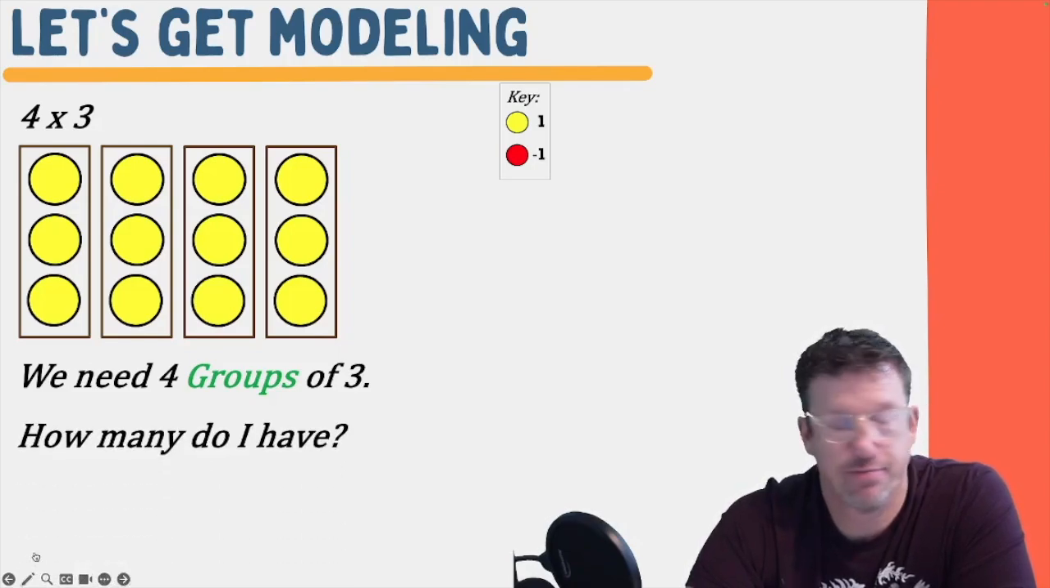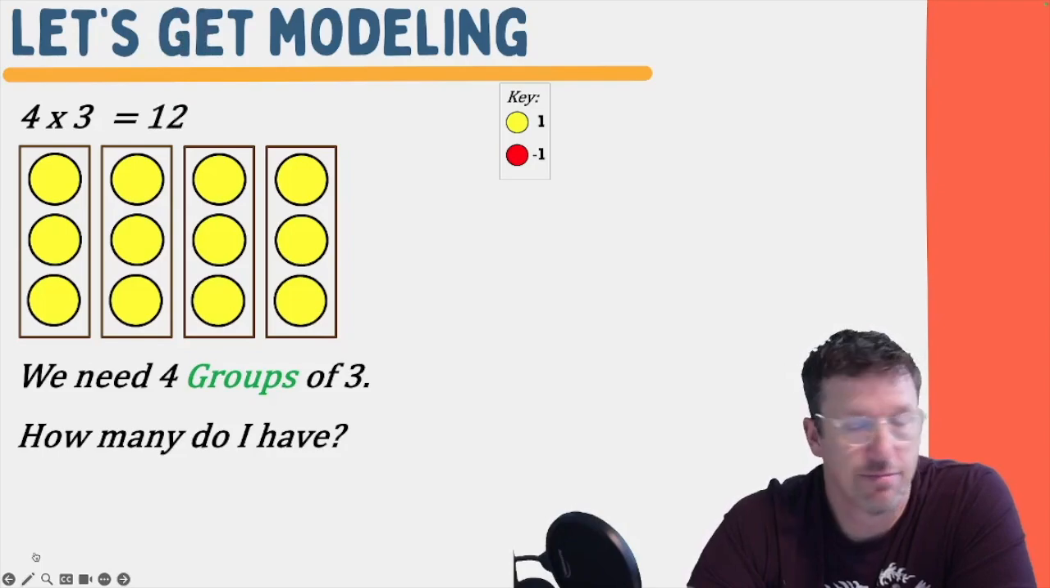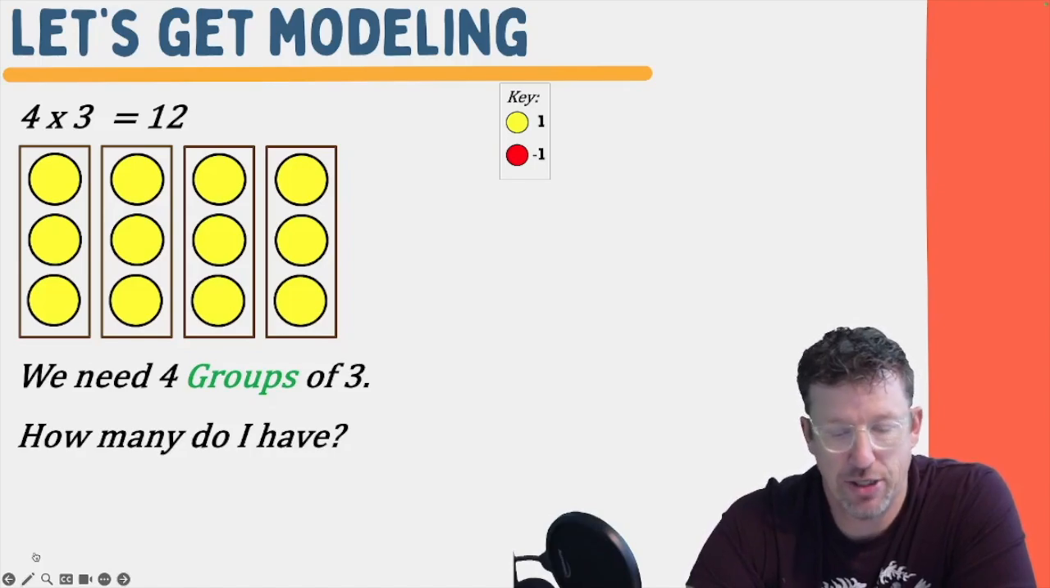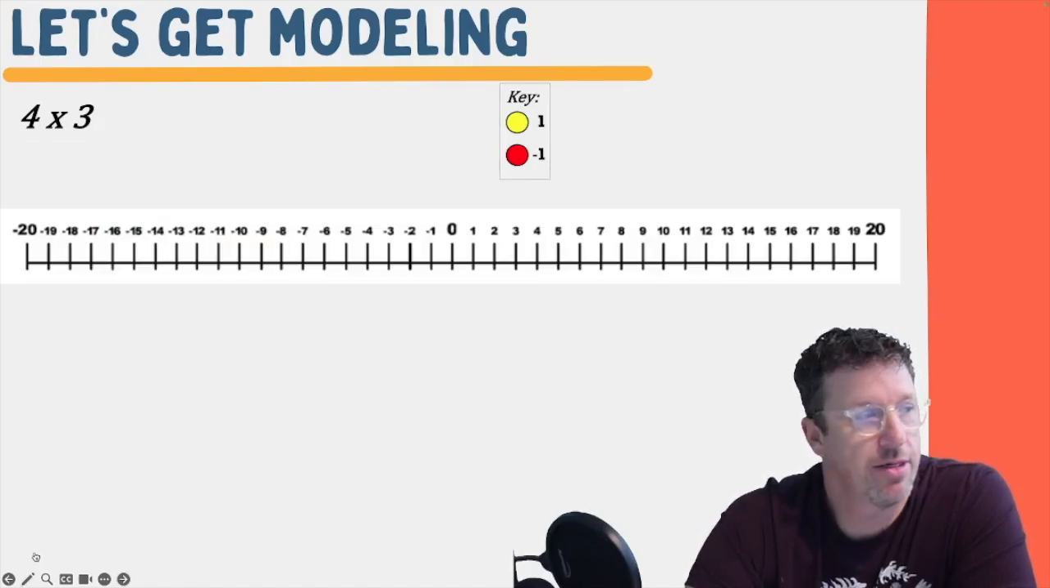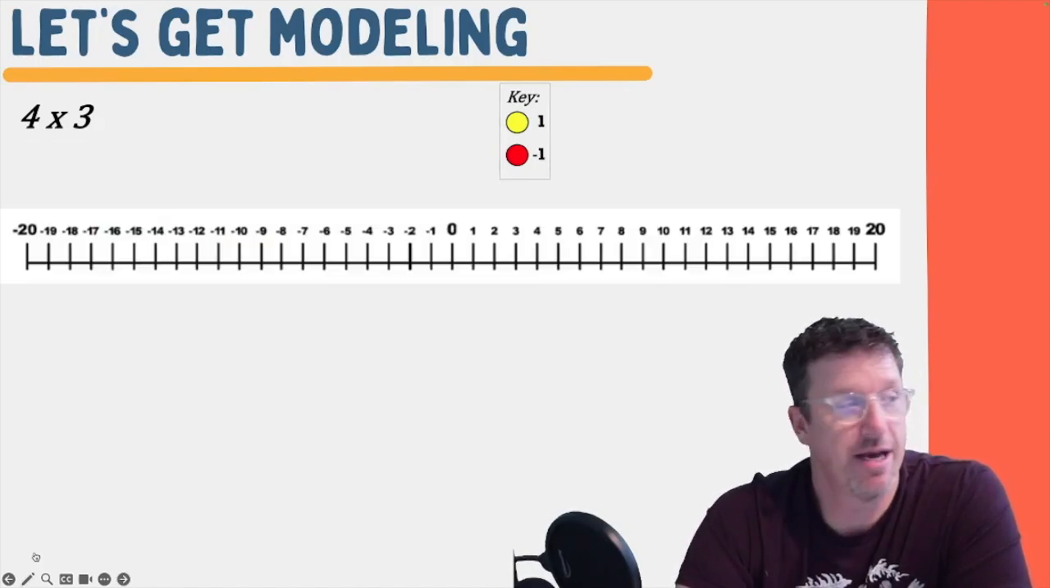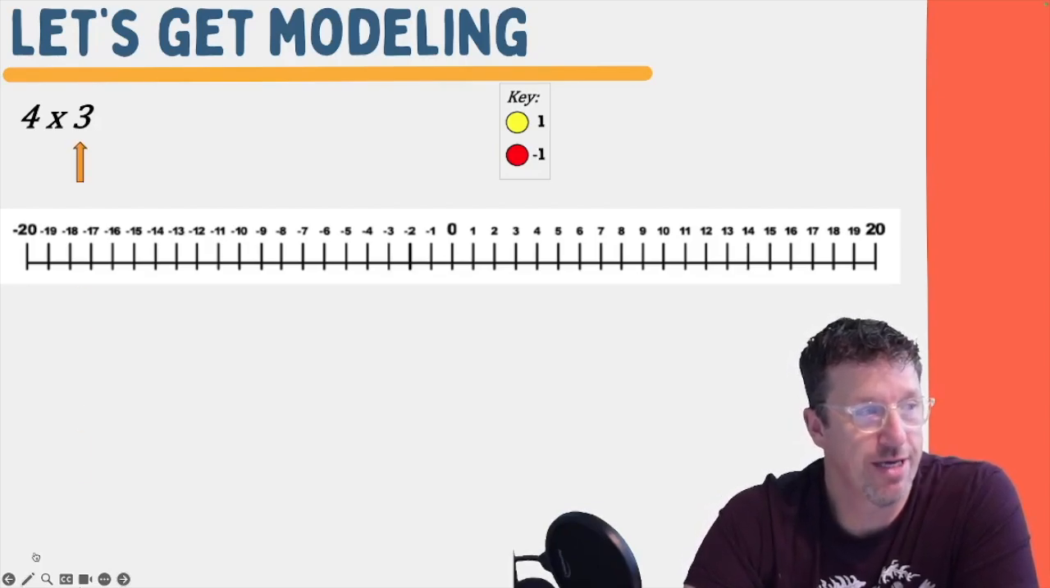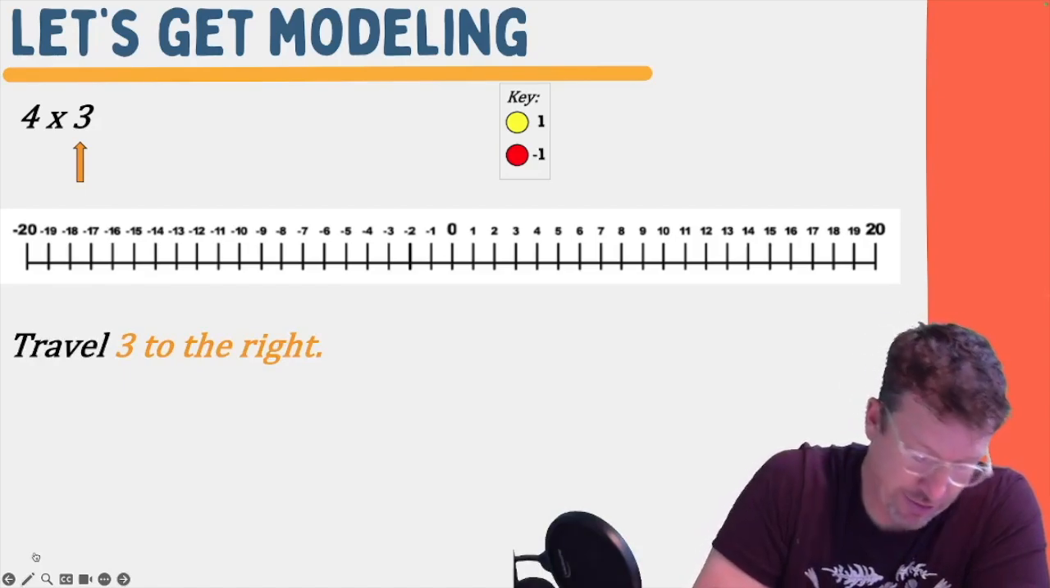So how many do I have? Well, I have 12, because 4 groups of 3 is 12. They were all positive, nice and simple, nothing tricky about that one. That's how you do it. We also want to be able to identify this on a number line. So we have a positive 3, 4 groups of 3. So we're going to travel 3 to the right.